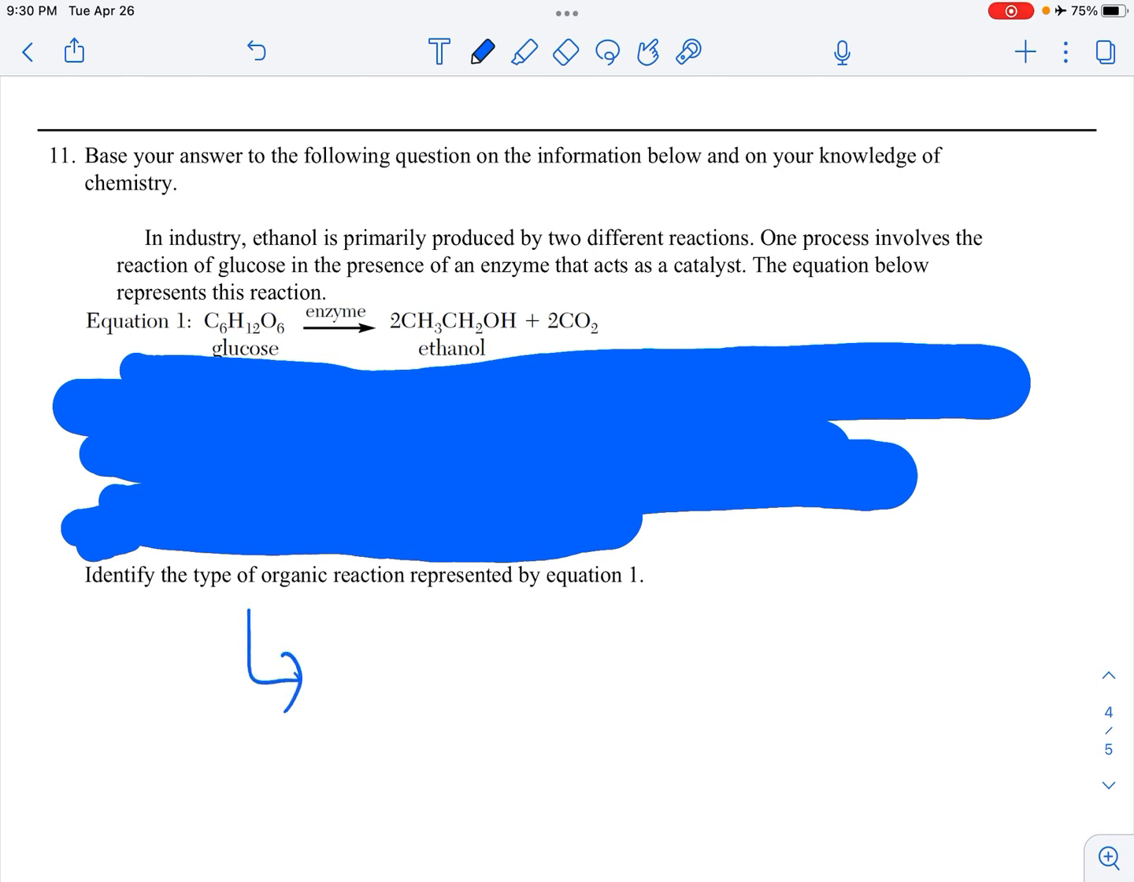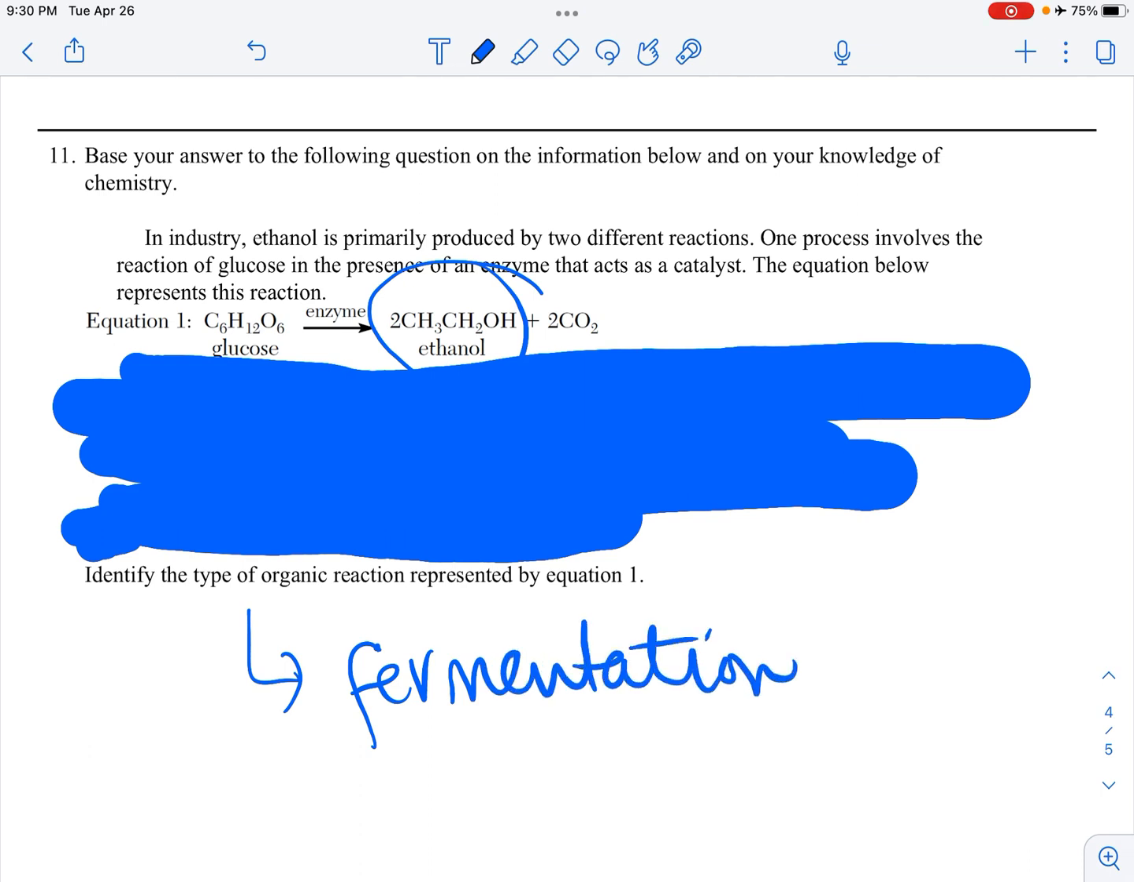What is the reaction? This is called the production of alcohol, so this is fermentation. Formation of alcohols. And you don't need to write a nice sentence, you're just done. Fermentation. Okay? Nice and easy.